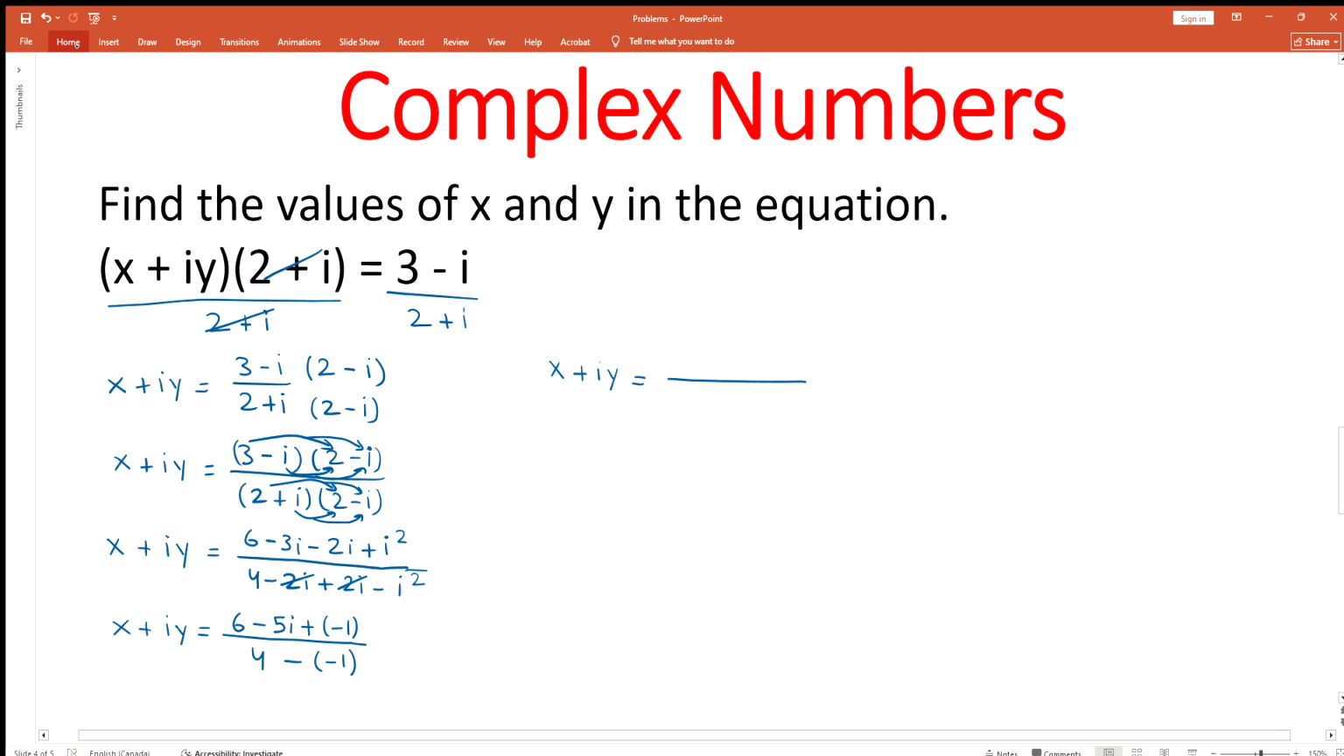We can simplify the numerator expression. We can combine 6 and negative 1. 6 plus negative 1 is equal to 5. In the denominator, 4 minus negative 1 is equivalent to 4 plus 1, which is equal to 5. Next, we can do common factoring in the numerator. We can factor out 5 from both terms in the numerator. Next, we can cancel out the 5's from the numerator and denominator.